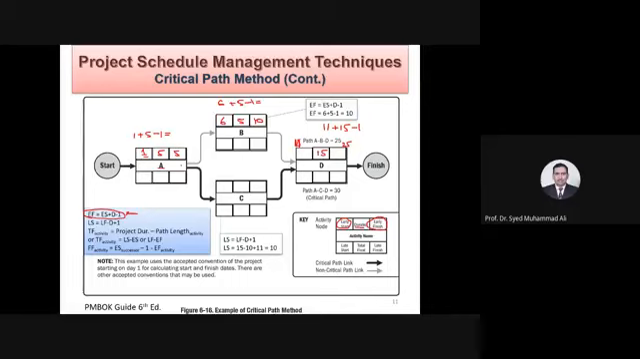Now, let's go from here. If this activity A is completed on 5, when should C start? 6. Okay, good. The duration of activity C, we have somehow calculated it is 10 days. So what should be the early finish? 15. 6 plus 10 minus 1 equals 15. Agreed? Yes. Okay.